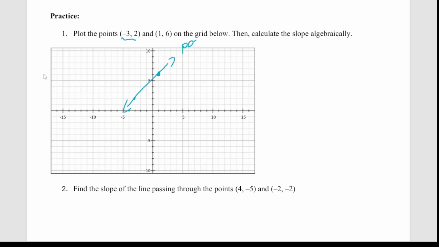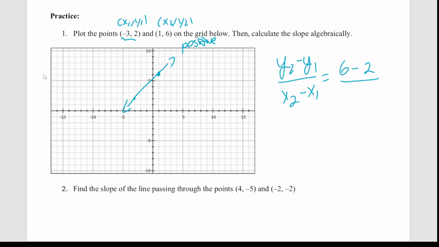Visually, we're expecting this slope to be positive, and then if we were to actually plug into the formula of change in y over change in x, we can go ahead and label x1, y1, x2, y2. It doesn't matter which one you label which. 6 minus 2 over 1 minus negative 3. 6 minus 2 is 4. 1 minus negative 3 also gets us 4 for a final slope of 1.